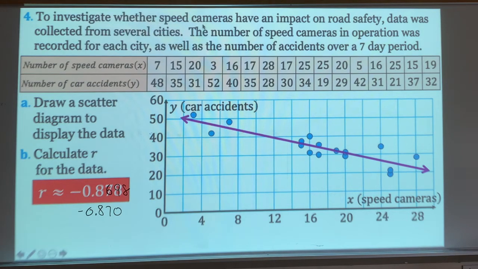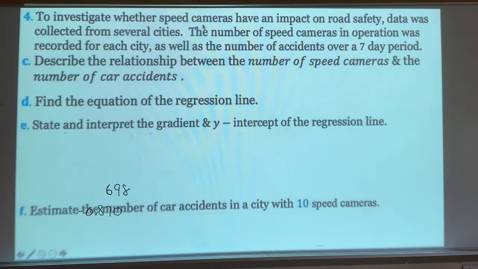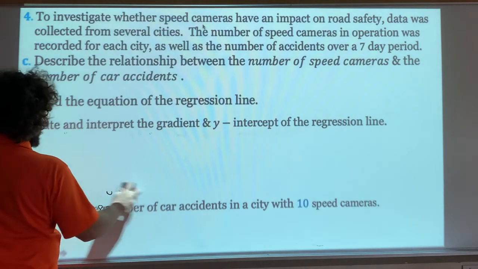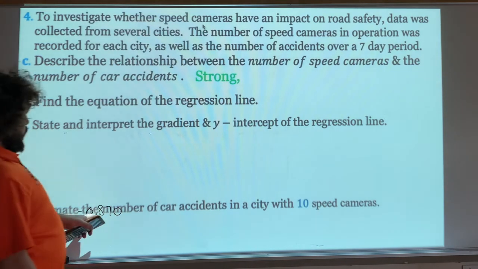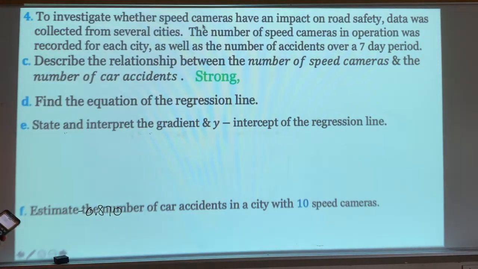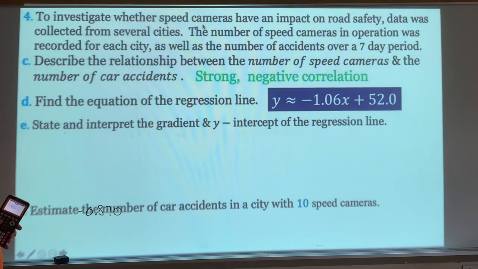All right, so we're going to go to the next part. Describe the relationship: negative 0.87. That is a negative, right? So it's strong because it's between negative 0.85 and negative 1. It is a negative correlation.